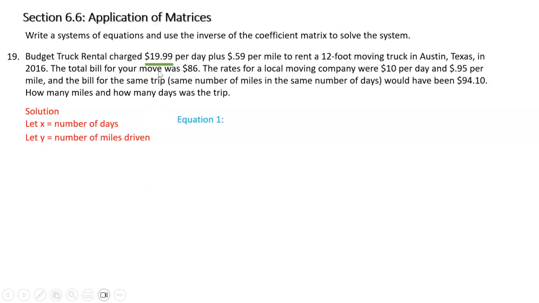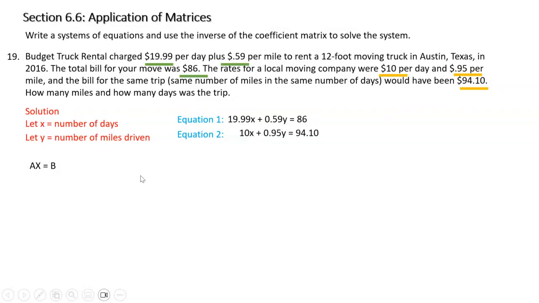For equation 1, right? We have 19.99, we have 59 cents, and it's equal to $86, right? So it's going to be 19.99x plus 0.59y equals 86. Now for equation 2, there's a $10, 95 cents, and 94.10. It's going to be 10x plus 0.95y equals 94.10.